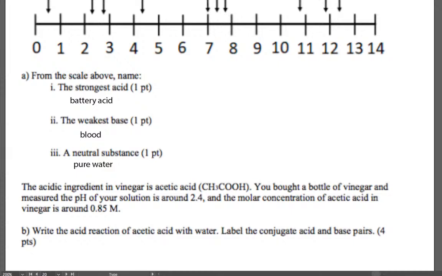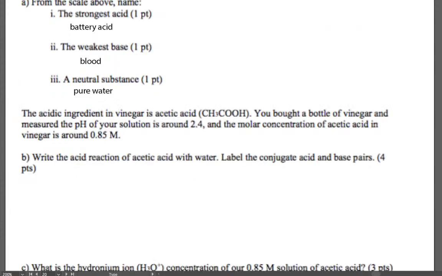So CH3COOH. You bought a bottle of vinegar and measured the pH of your solution around 2.4, and the molar concentration of acetic acid in vinegar is around 0.85 molar. Write down the acid reaction of acetic acid with water. Label the conjugate acid and base pairs. Okay. So this is basically some theory.